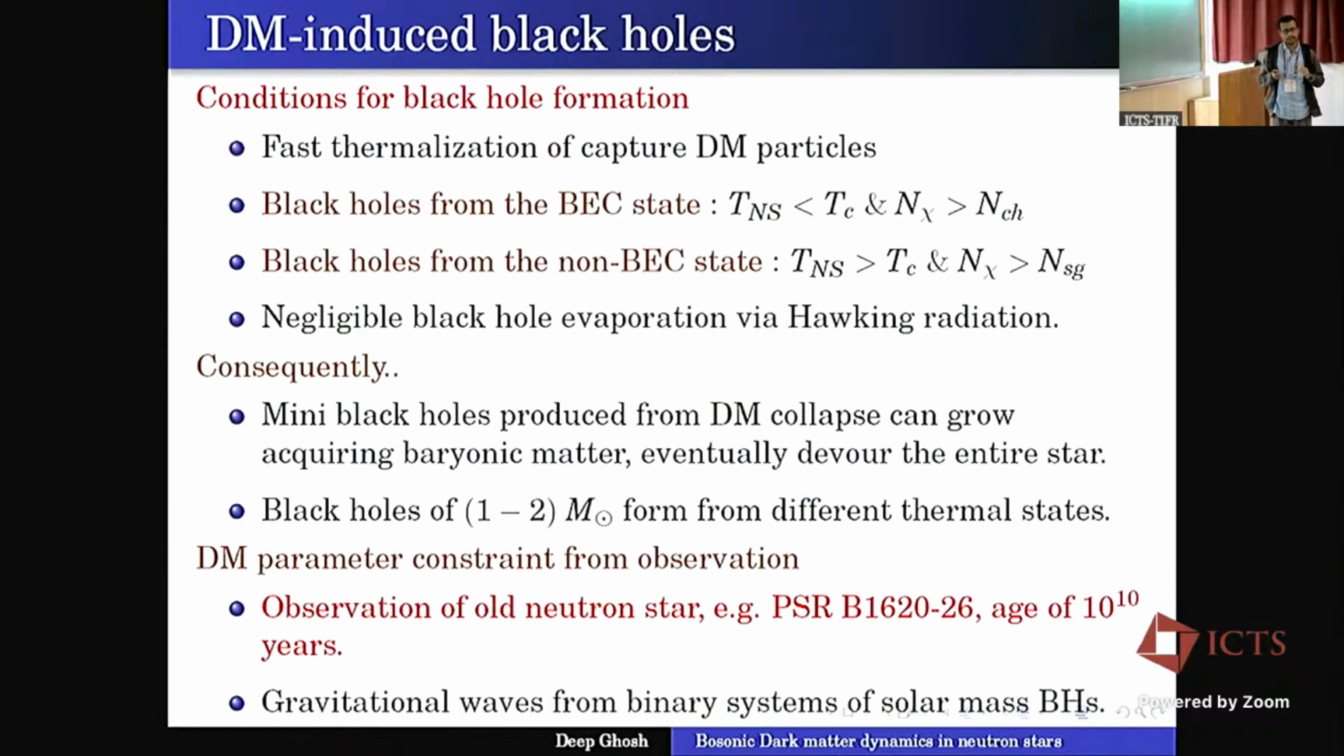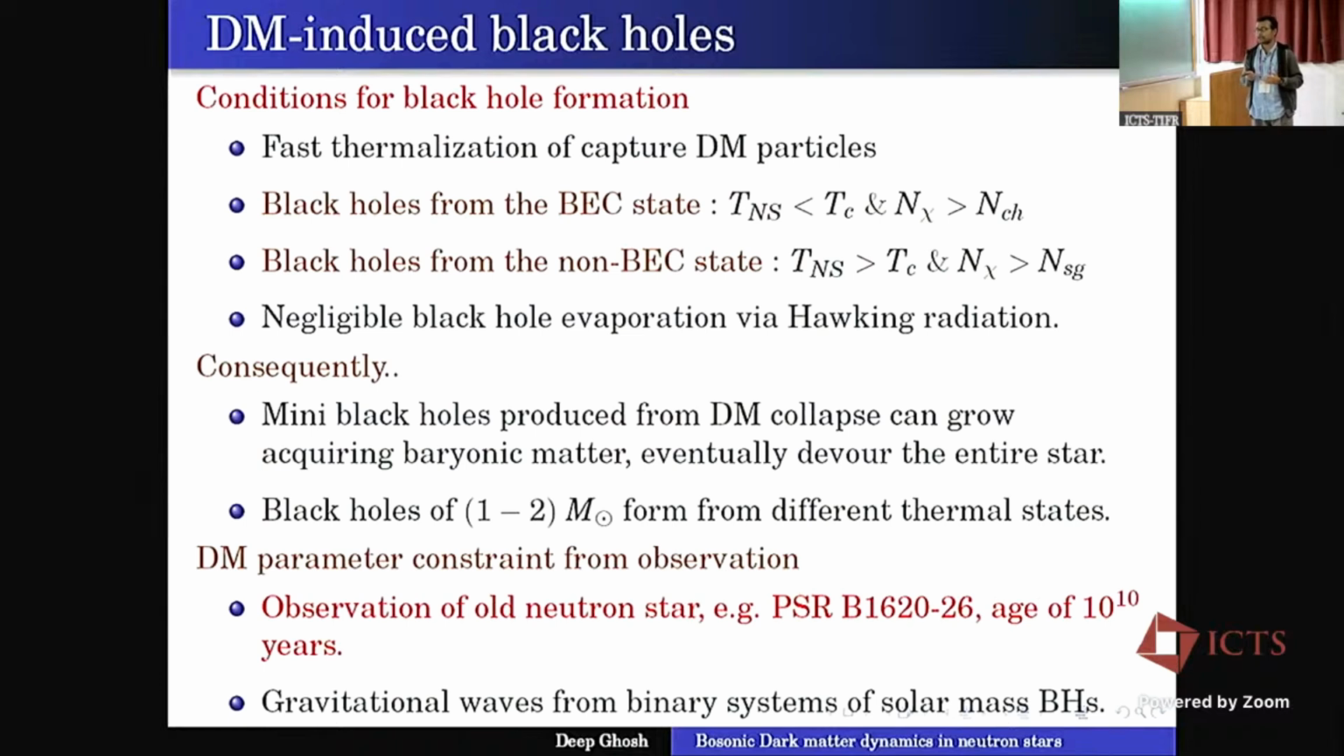So now the question is, from this picture of the neutron star going to black holes, how can I constrain my dark matter parameter space? Now, if we see an old neutron star, let's say 10^10 years old, then we can put an upper limit on the dark matter capture rate, and thereby we can put an upper limit on sigma_chi-n, the dark matter-neutron cross section. And there can be another way, from the gravitational wave signal.